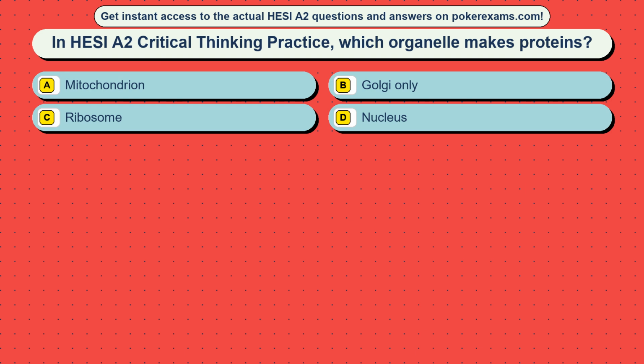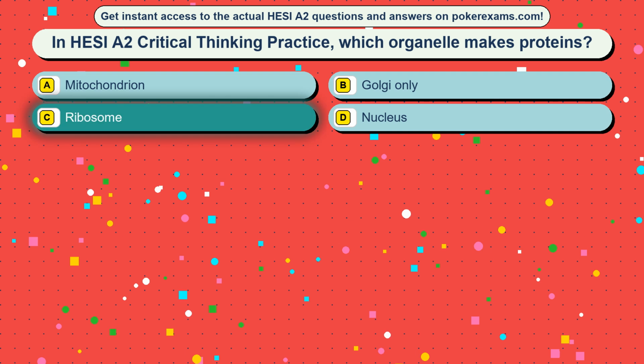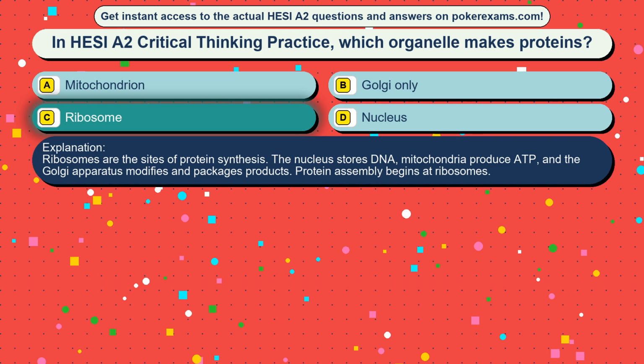Question 23. In HESI A2 critical thinking practice, which organelle makes proteins? Option A, mitochondrion. Option B, Golgi only. Option C, ribosome. Option D, nucleus. The correct answer is option C, ribosome. Ribosomes are the sites of protein synthesis. The nucleus stores DNA, mitochondria produce ATP, and the Golgi apparatus modifies and packages products. Protein assembly begins at ribosomes.